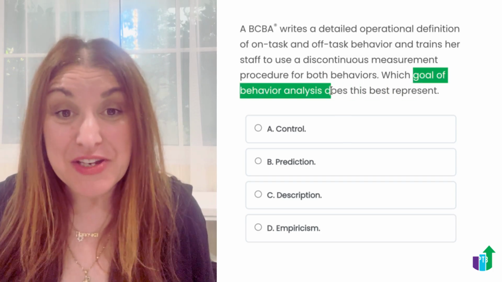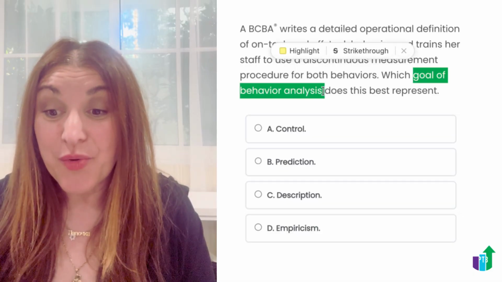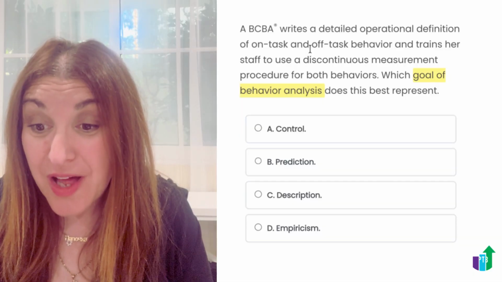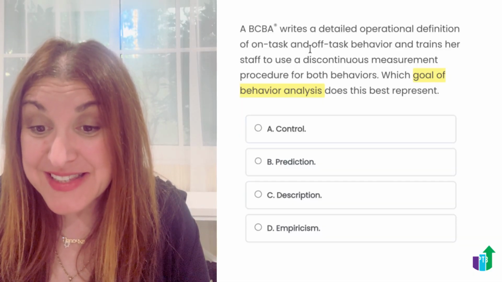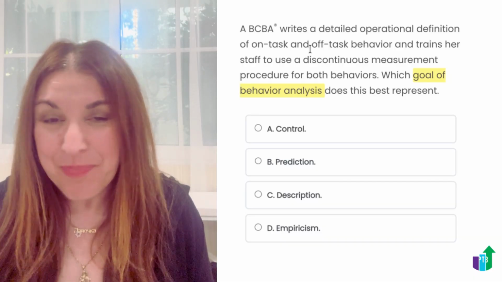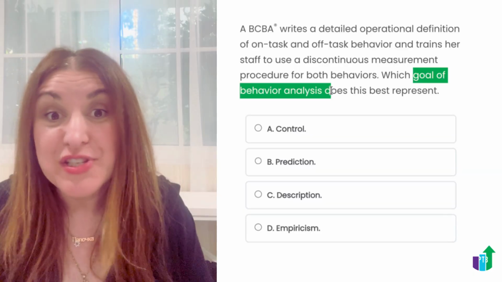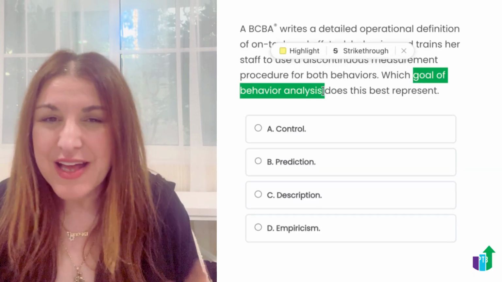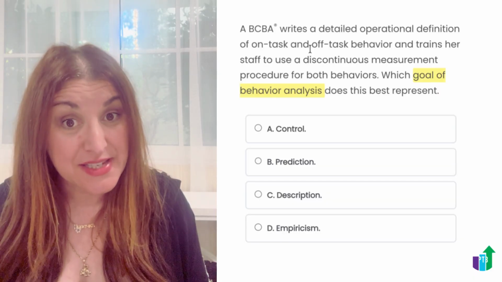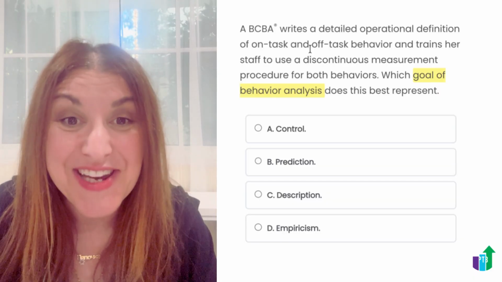Well, the first thing I'm going to do is look at that last sentence first, which tells me what I'm looking for, which is a goal of behavior analysis. That's important for me to note because I can possibly eliminate some of the answer options that don't fall under that umbrella. Now, I know that the acronym for goals of behavior analysis is DPC, description, prediction, and control.